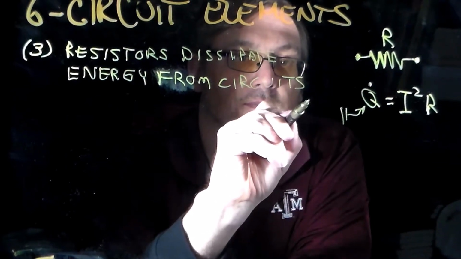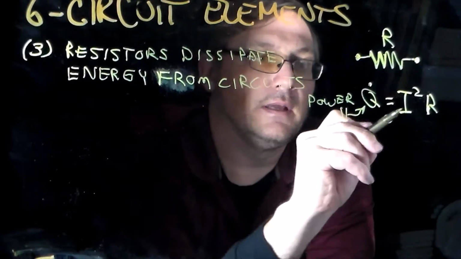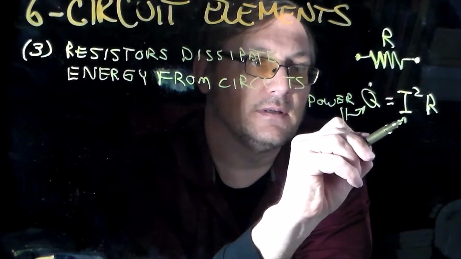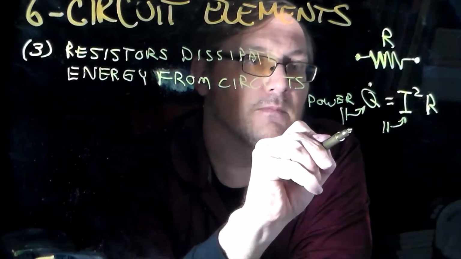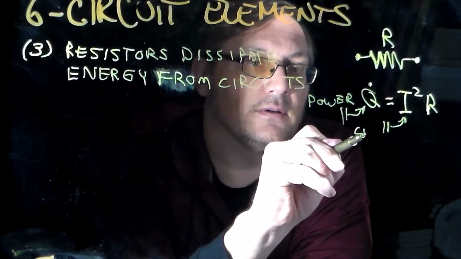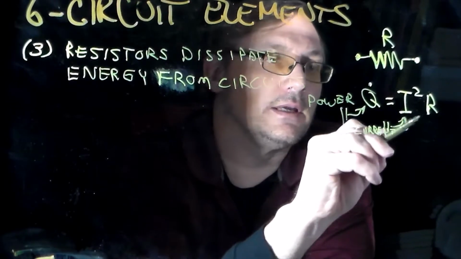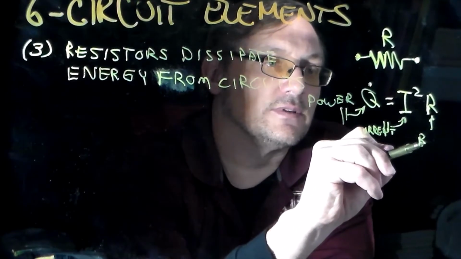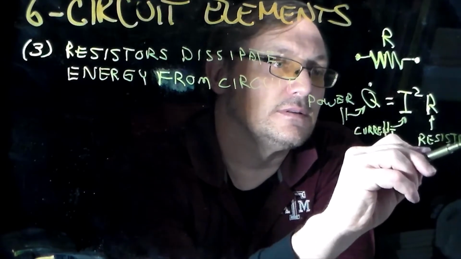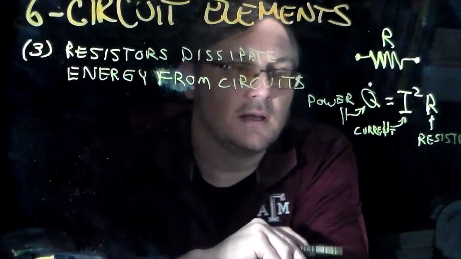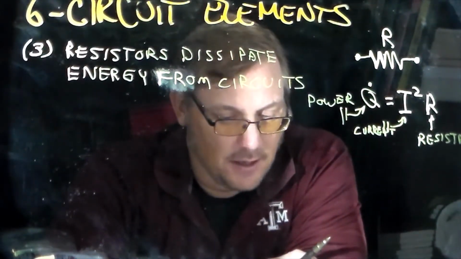Okay, so this is the power loss. That's heat per unit time. And this is your current. And this is your resistance. I know you can't see the E because it's behind the board.